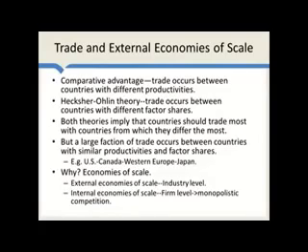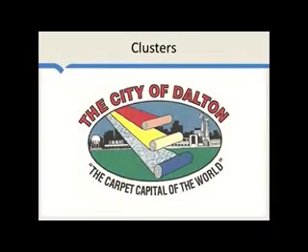Let's take a look. An important fact about many industries is they're not spread randomly around a country or around the world. Take carpet, for example. For over 100 years, the city of Dalton has been known as the carpet capital of the world. Over 100 firms produce carpet in Dalton, Georgia, and they combined produce over 70% of the world's entire production of tufted carpet. Now, not all industries cluster. So which ones cluster and why did they cluster? Why did Dalton, Georgia become the carpet capital of the world?